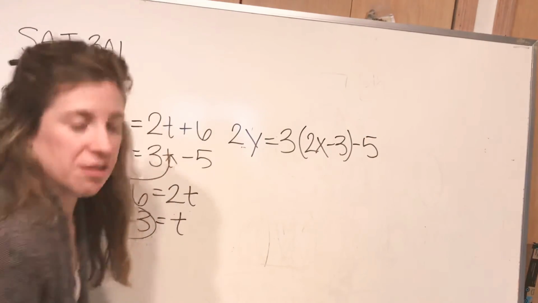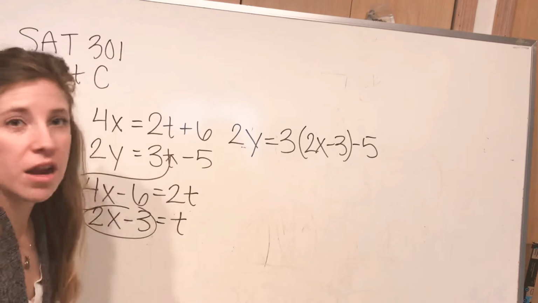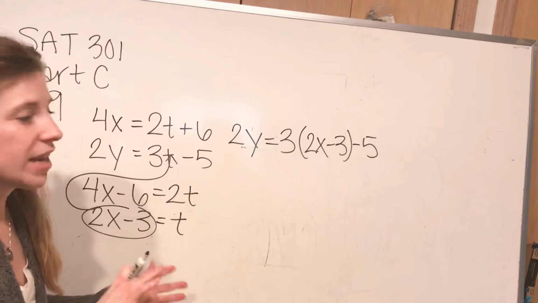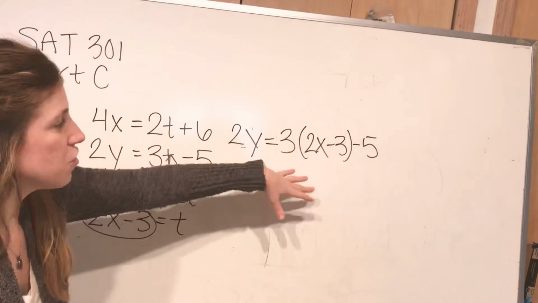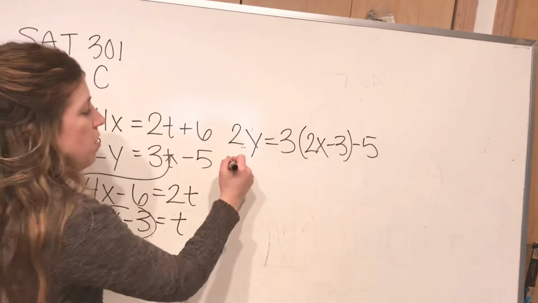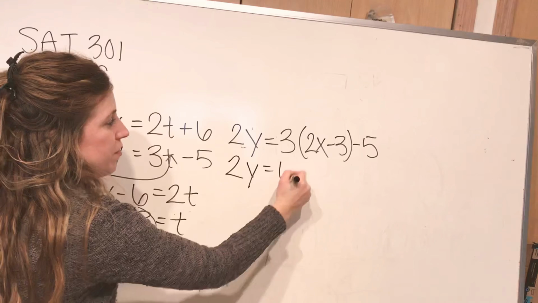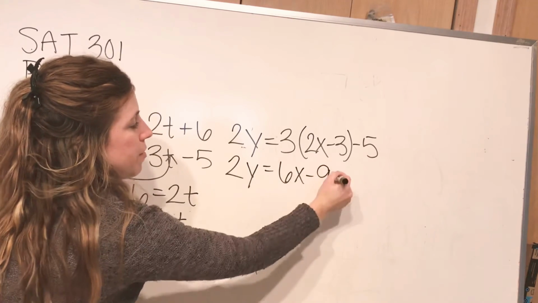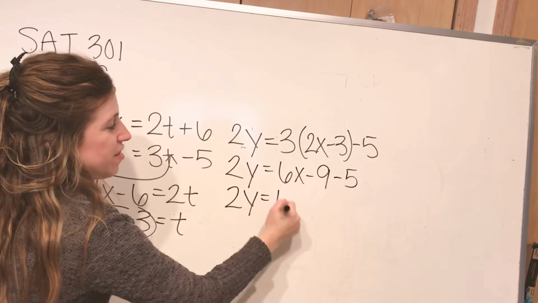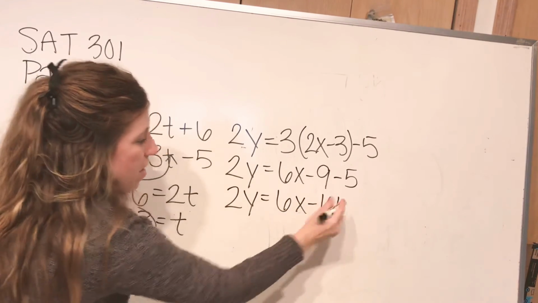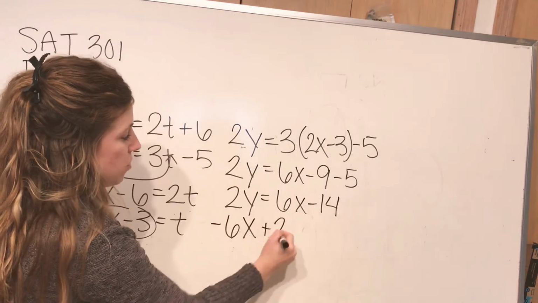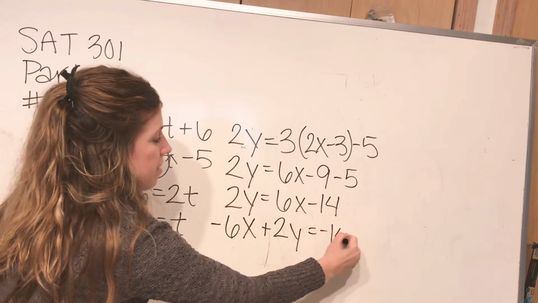Now, glancing again at my answer choices, I realize that all of them are in standard form of a linear equation, which means x and y are on the left side of the equal sign and our constant is on the right. So I'm going to distribute, combine like terms, and move around my variables so that I'm in standard form. Distributing that 3, we have 6x minus 9, and I still have that minus 5. Combining like terms, we have 6x minus 14. And subtracting that 6x over to the other side, we have negative 6x plus 2y equals negative 14.